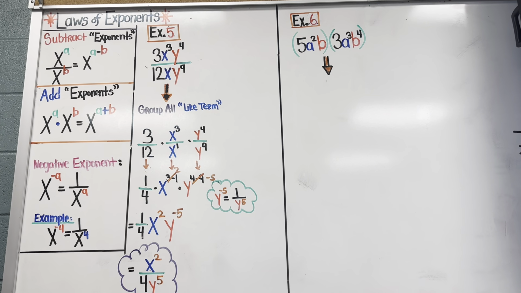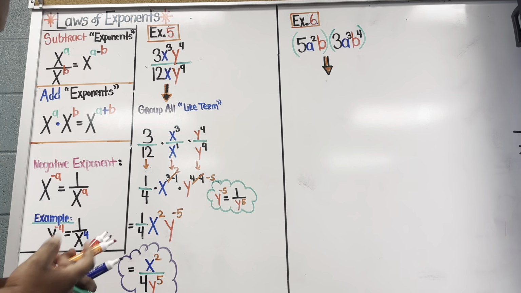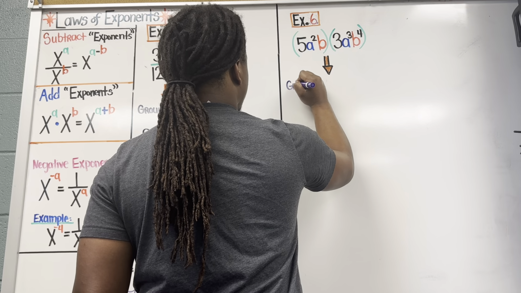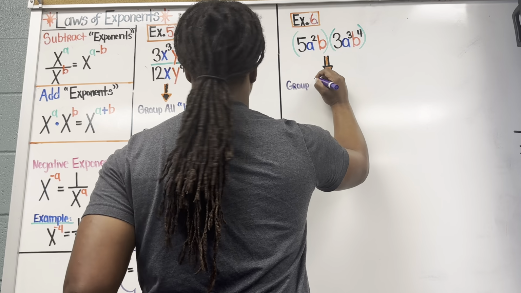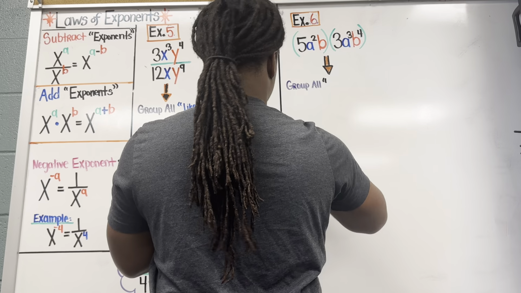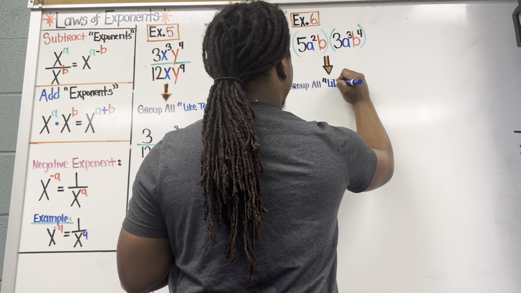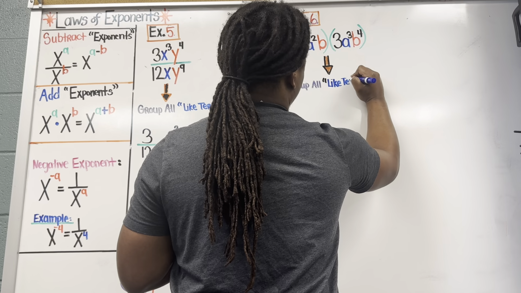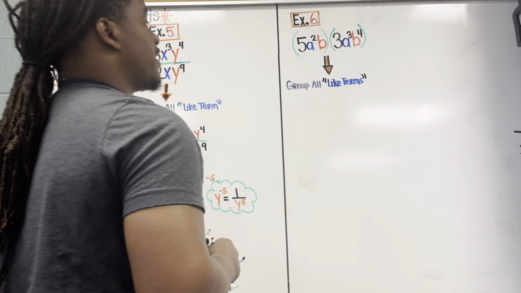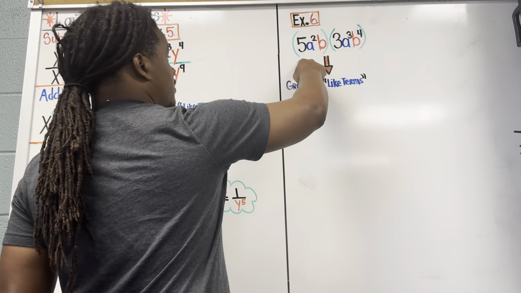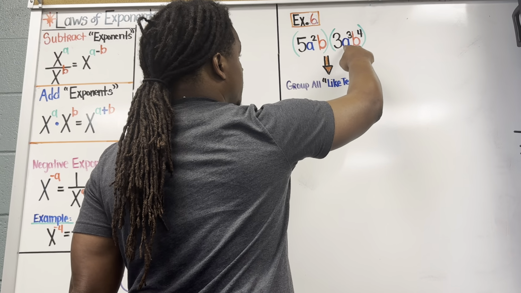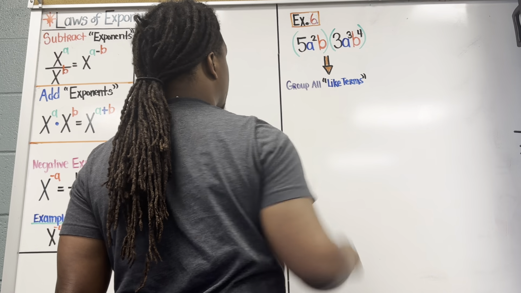All right. Next, guys, we have this next example, and I just want to do the same thing. Remember, the first step is to group all like terms. We're going to group them together. As you can see up here, I have 5a to the second power b, times 3a to the third power b to the fourth power.